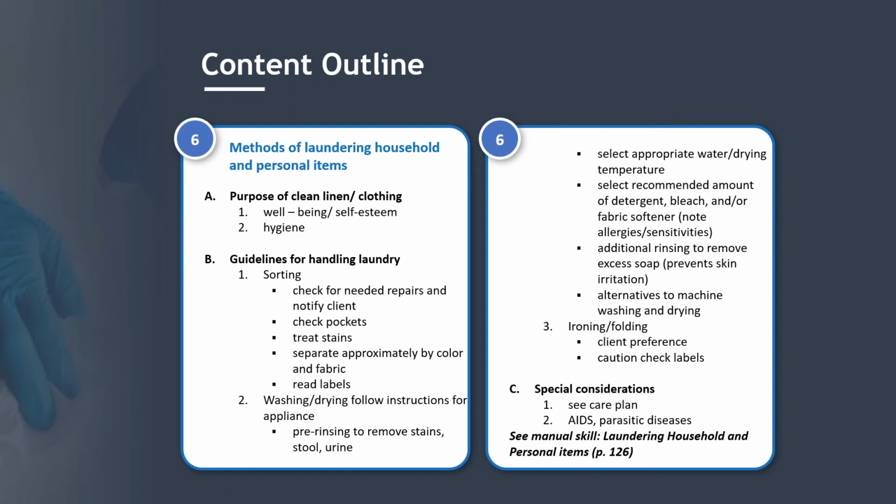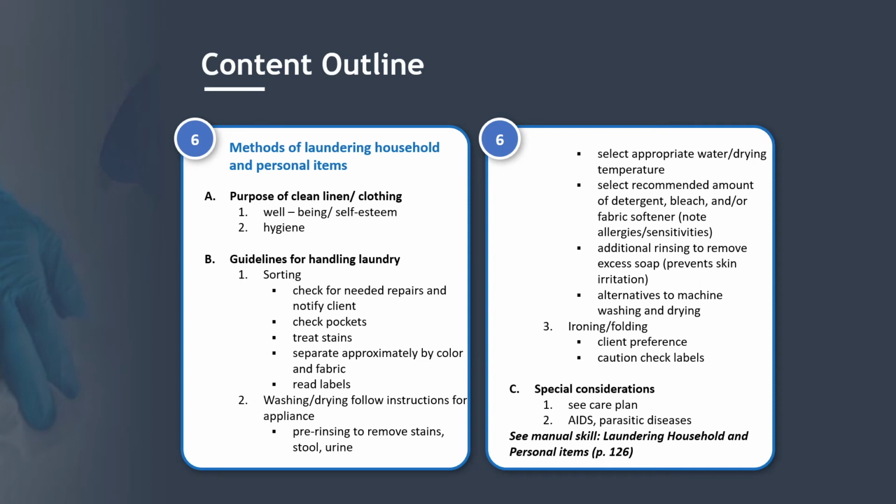Washing and drying: follow instructions for the appliance. Pre-rinse to remove stains, stool, or urine. Select the appropriate water and drying temperatures. Select the recommended amount of detergent, bleach, and/or fabric softener. Note any allergies or sensitivities. Additional rinsing removes excess soap to prevent skin irritation.